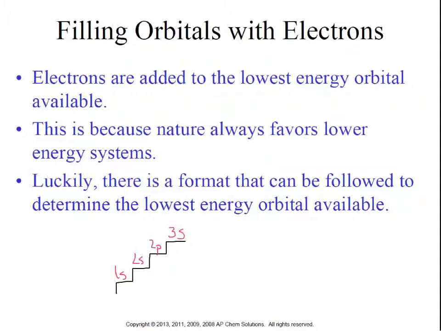The reason for this is because nature favors lower energy systems. So nature's lazy. It wants to be in the lowest energy, so it doesn't have to exert that much energy. Electrons are going to start off as low as they can go. If they don't have to put forth the effort to get all the way up to 3s, they won't. And so we fill up one step at a time. Thankfully there's a format that can be used to determine the lowest energy available.